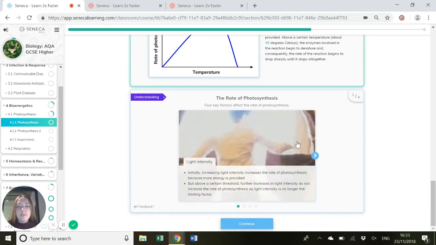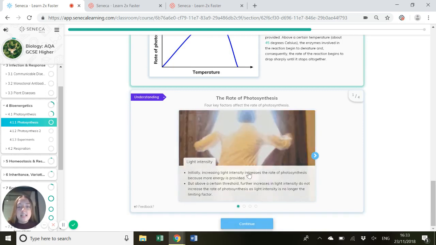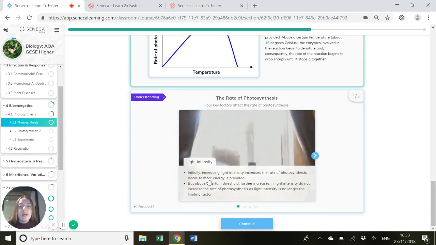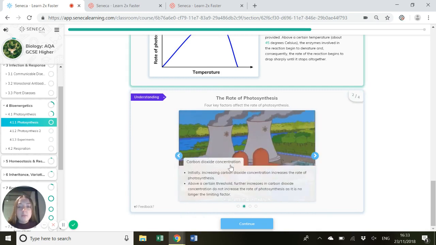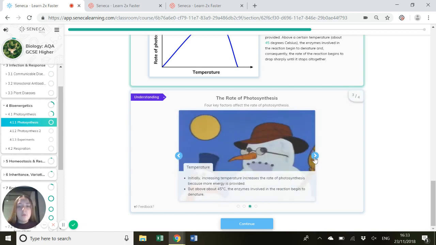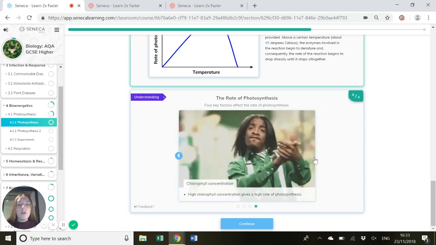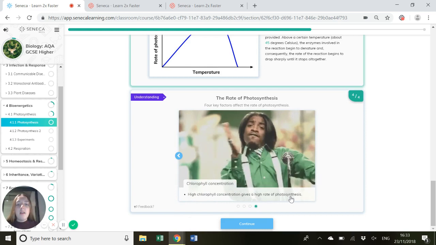So the rate of photosynthesis. So what affects it? So we've already discussed that. So we've got light intensity. So increasing light intensity increases the rate of reaction. We've got carbon dioxide concentrations, and so increasing carbon dioxide means increased rate. We've got temperature. Increasing temperature increases the rate, but if you get to 45 degrees, then the reaction can't take place because the enzymes which catalyze or speed up the reaction will denature, so change shape and can't work anymore. And the last one is chlorophyll concentration. So the more chlorophyll, the higher the rate.